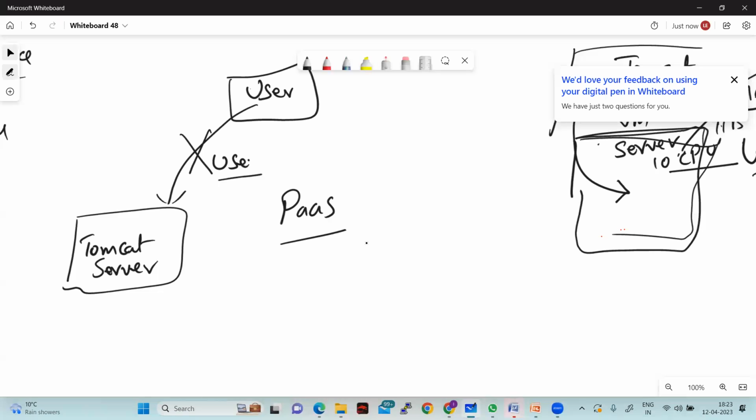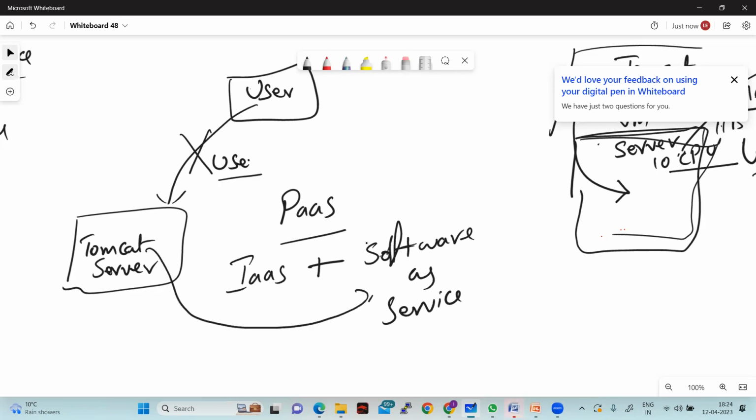So you can also say what exactly this PaaS is. PaaS is nothing but infrastructure as a service plus software as a service. What is software as a service? Because you are getting even the Tomcat server also. If you are getting the Tomcat server, you are getting even the license also.